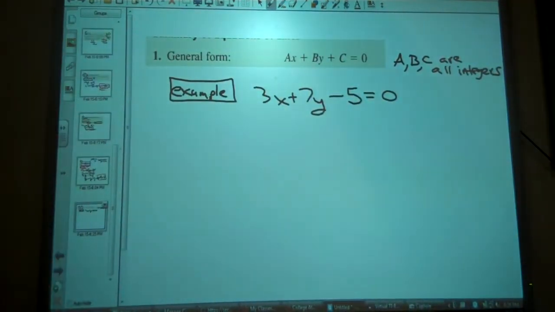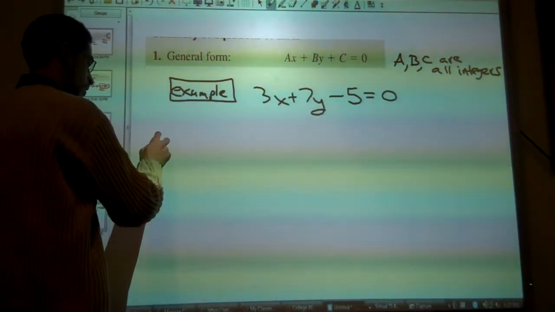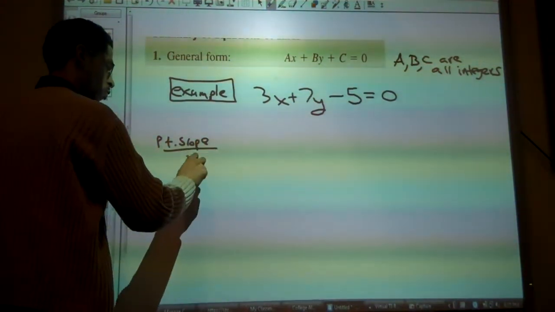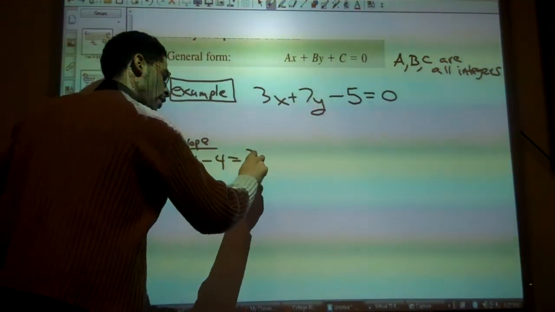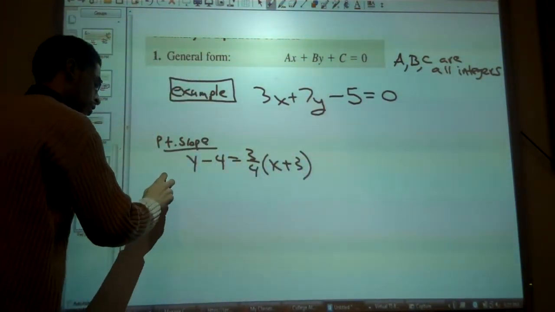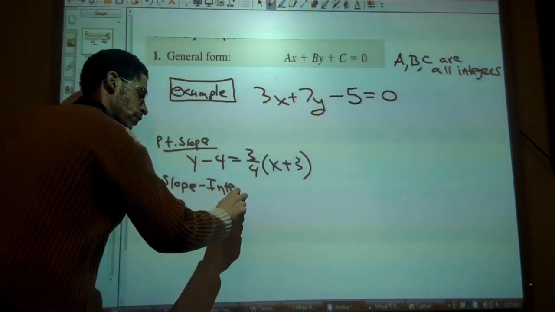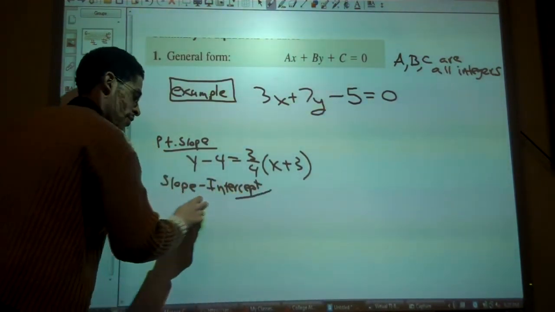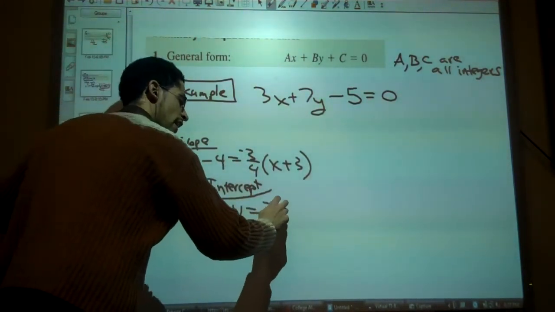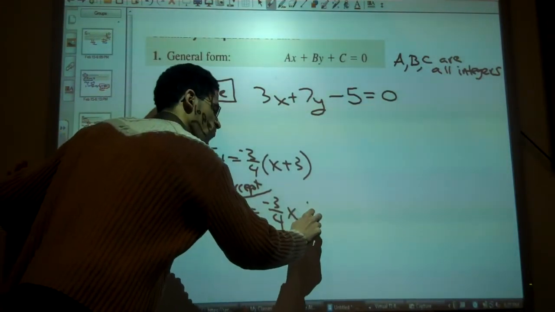Okay. So let's see. Where were we? Let's recap. We have our point slope, y minus 4 equals negative 3/4 times x plus 3. We have our slope intercept, y equals, oh, there's a negative here, I'm sorry. Negative 3/4 x plus 7/4.